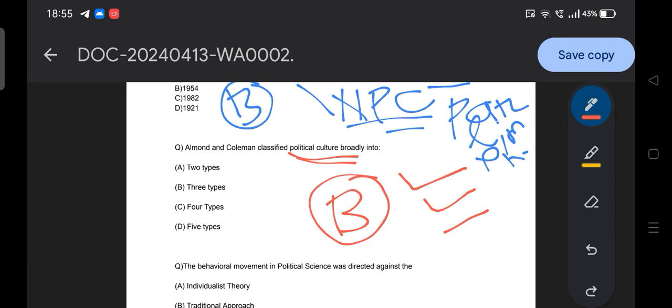We need to understand political culture as described by Gabriel Almond and Sidney Verba. What is political culture? How do they describe it, how do they understand it? We will discuss those things.